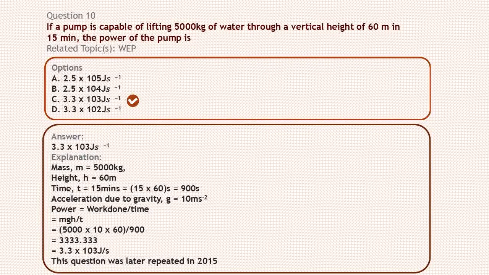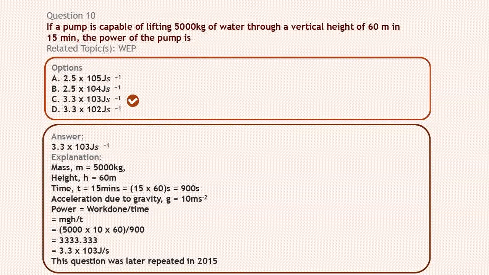As you can see, the units that we have here are in joules per second, and we have this time here in minutes, so you have to convert to seconds so that the unit can be balanced. To convert from minutes to seconds, we multiply by 60, so here you have 15 times 60, and that is 900 seconds. So we then substitute for these values here.